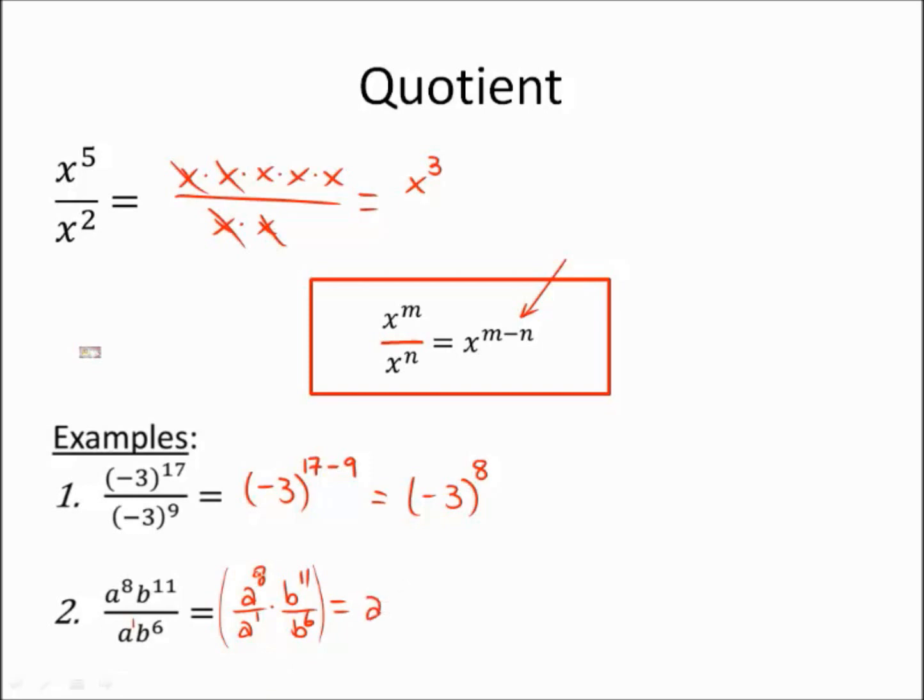You can also skip this step too, but take a look at what's happening when you divide. One of these a's will cancel, giving you 7 a's left up top, which was found by taking 8 minus 1. And similarly, the b can be found by taking 11 minus 6, giving us a to the 7 times b to the 5th. And that's a little bit of a cleaner format than the original.